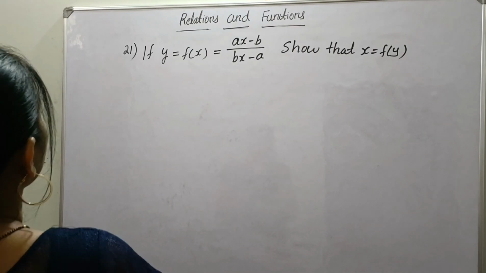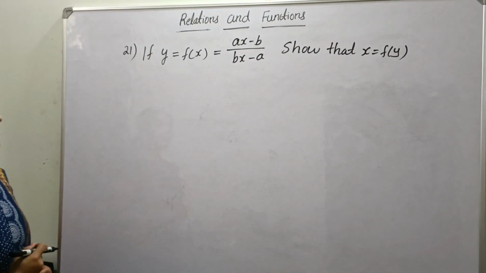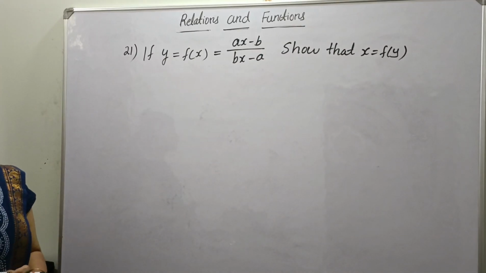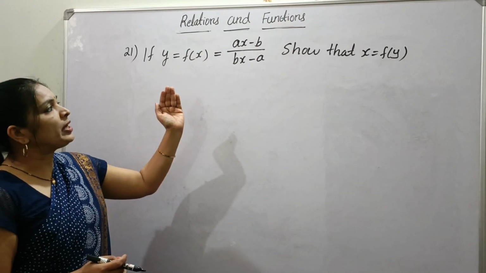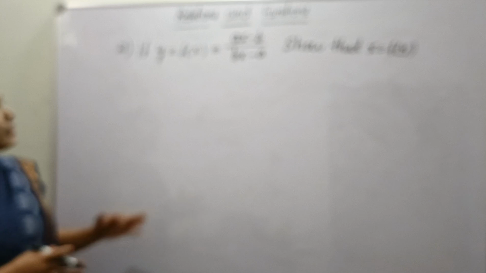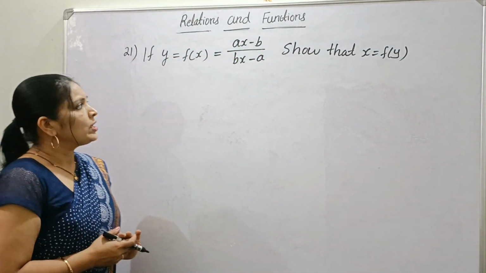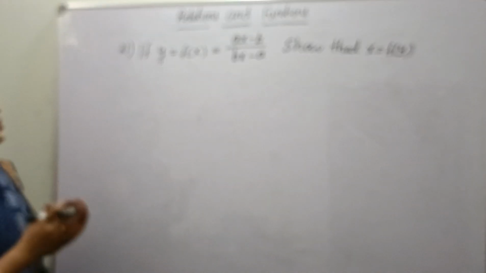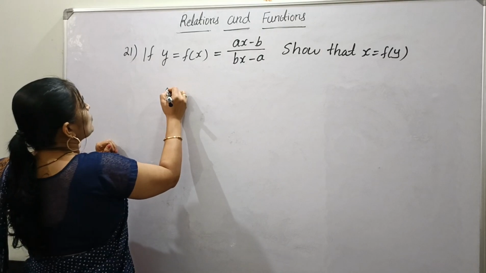Next question is, if y is equal to f of x is equal to ax minus b divided by bx minus a, show that x is equal to f of y. F of x is equal to ax minus b divided by bx minus a. So what is f of y? F of y is nothing but ay minus b divided by by minus a. Let us simplify this expression.